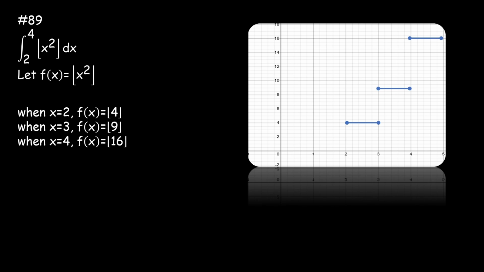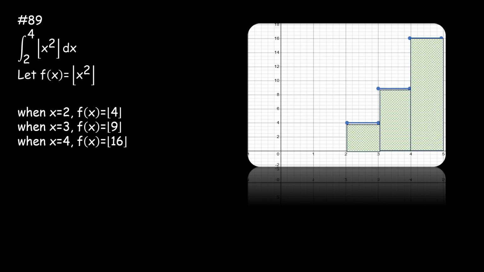And now you have the graph. But now remember, integration is actually the area on the graph, combined together. So what we're going to do is calculate the area of each of these rectangles. In this case, we're going to have 4 plus 9 plus 16, which will give us 29. And that's how you can calculate this area.